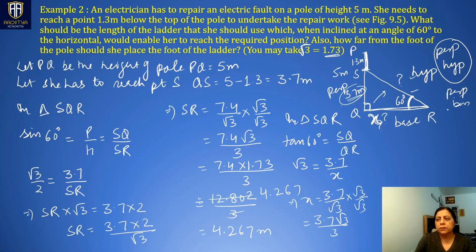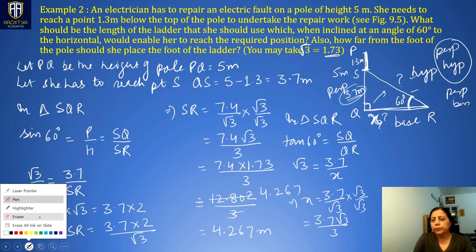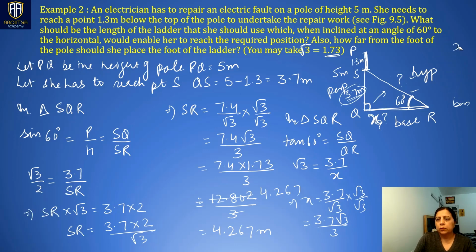Now again we have to do this calculation. So 3.7 multiplied by root 3, or you can divide this first: 3 1s are 3, 3 2s are 6, and then almost 1.23. So this is 1.23 multiplied by 1.73, and we can roughly take this as 1.2. 2 3s are 6, 2 7s are 14.